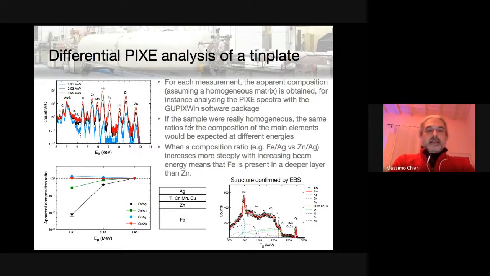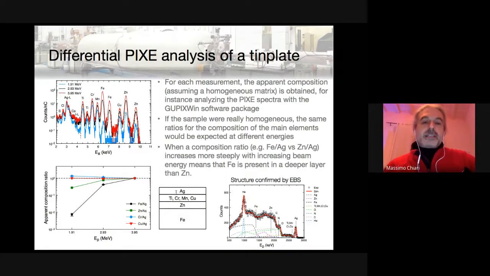But another, more complicated example is here. This is a tin plate, so it's a photograph on a metallic plate, and this is the PIXE spectrum at 3 different proton beam energies. From the differential PIXE, it was possible to get an idea about the ordering of the layers and which elements were in different layers. So you have an iron layer at the bottom, then a zinc one, another middle layer made of tin, chromium, manganese and copper, and then a top silver layer.